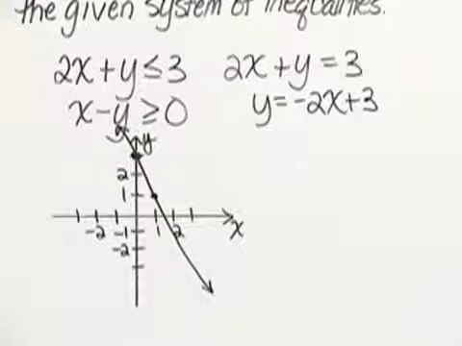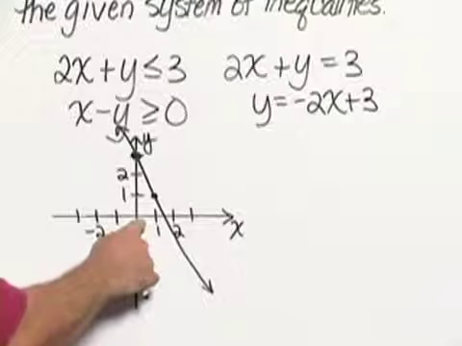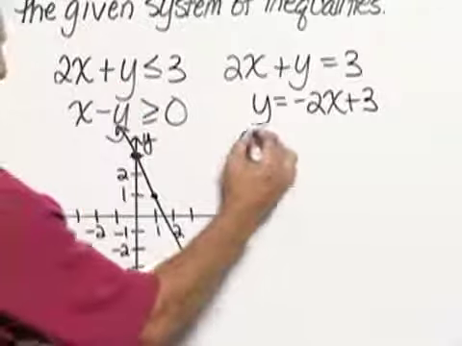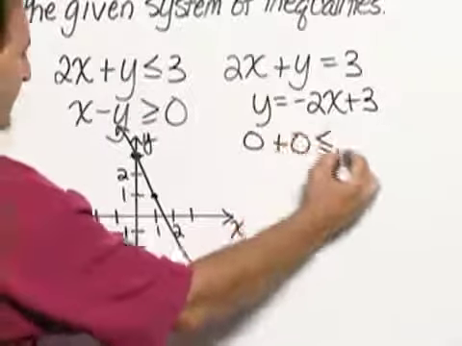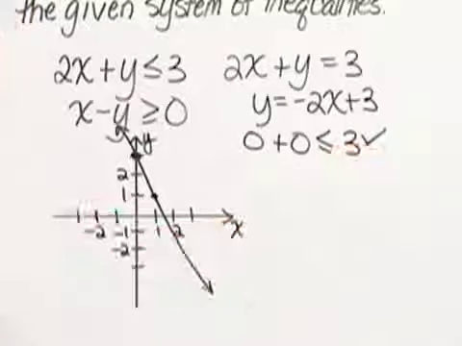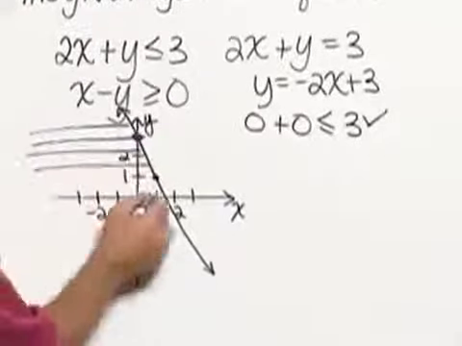In terms of which side is the side to shade in, well, we could do a test point of 0, 0. If we take the test point 0, 0 and we substitute it in here, we would get 0 plus 0. Is that less than or equal to 3? And it checks. So therefore, we will shade in that half plane. So let me shade it in with horizontal lines.